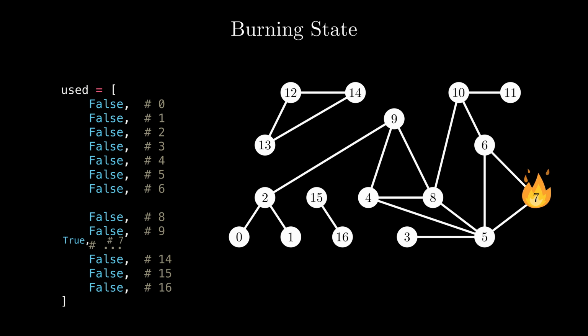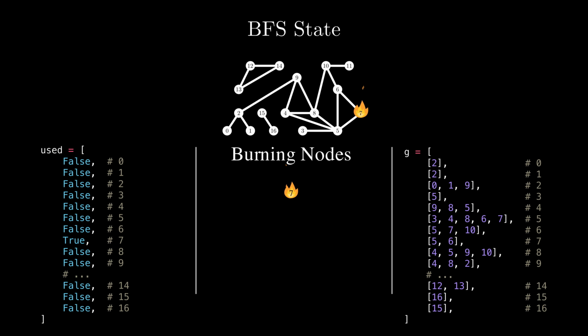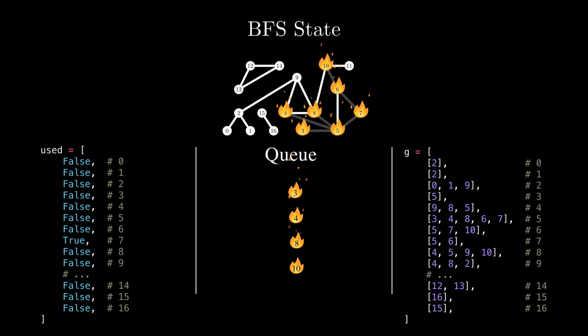The last thing we need to keep track of is the collection of nodes that are currently burning but haven't passed their fire to their neighbors. A very important thing that we want here is to keep them in order of when they started burning. This is important as the sooner the node starts burning, the sooner its neighbors should start burning too. So we should have a queue of nodes that are currently burning.